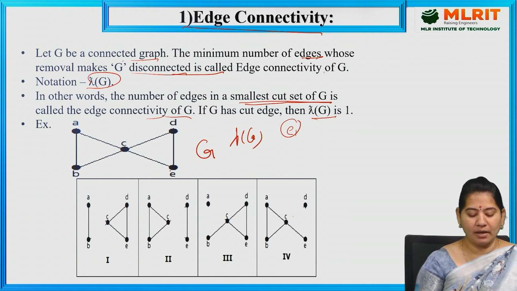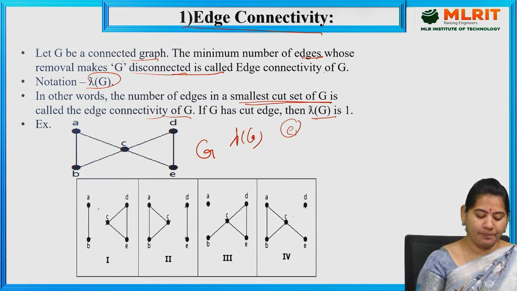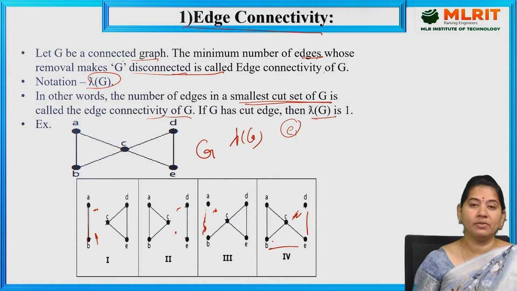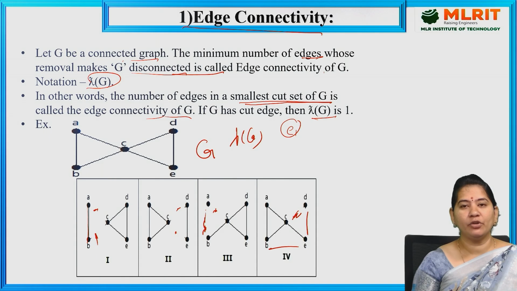Now I can make this graph disconnected with a minimum number of edges. Let us see. Here I have removed these two, and here these two, and here this one. This one I have removed, and this one also, and this one, and this one and this one. If you observe, the smallest one is only two edges. If you remove them, the graph becomes disconnected.